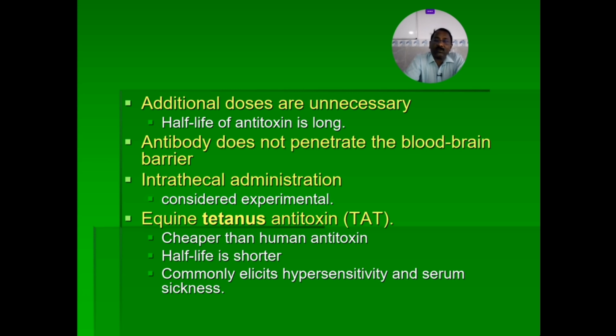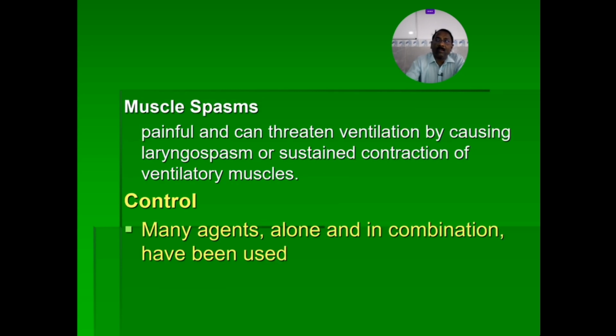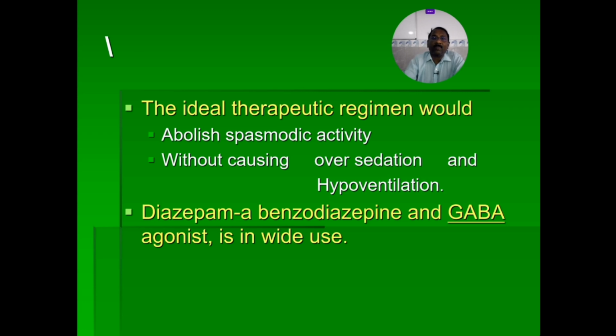Equine tetanus antitoxin is cheaper than the human antitoxin, but its half-life is very short, and it commonly causes hypersensitivity and serum sickness. Muscle spasms are painful and can threaten ventilation by causing laryngospasm or sustained contraction of the ventilatory muscles. Many agents alone or in combination have been used, especially diazepam and magnesium, to abolish the spasmodic activity without causing oversedation and hypoventilation.